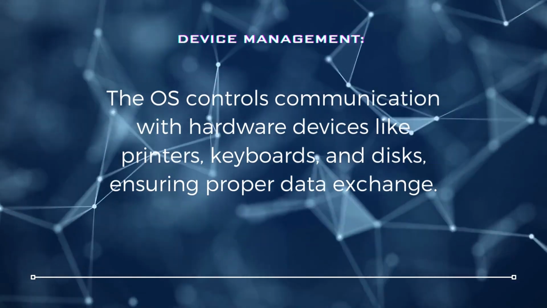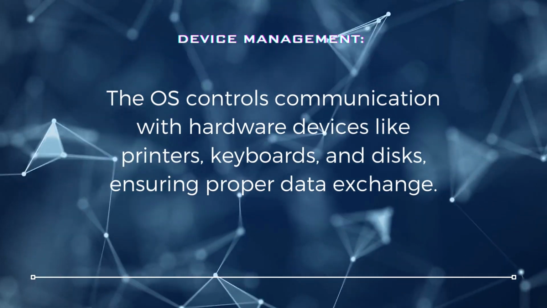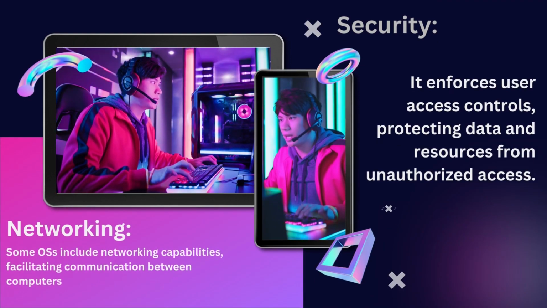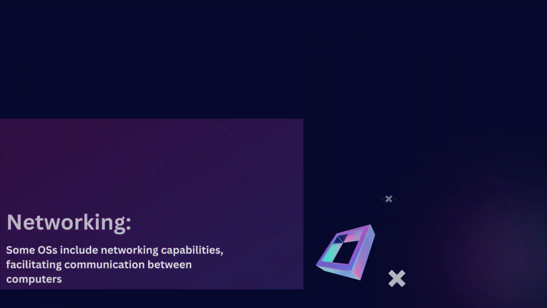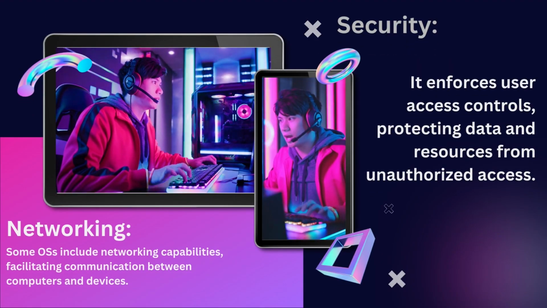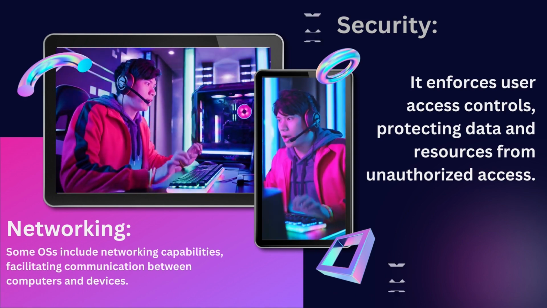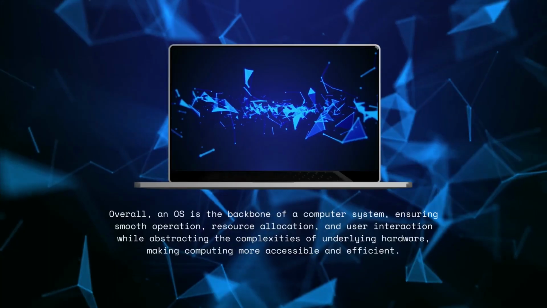The operating system controls communication with hardware devices like printers, keyboards, and disks, ensuring proper data exchange. Sixth is security that enforces user access controls, protecting data and resources from unauthorized access. And the last one is networking. Some operating systems include networking capabilities, facilitating communication between computers and devices.